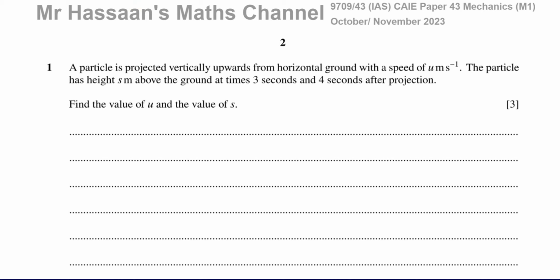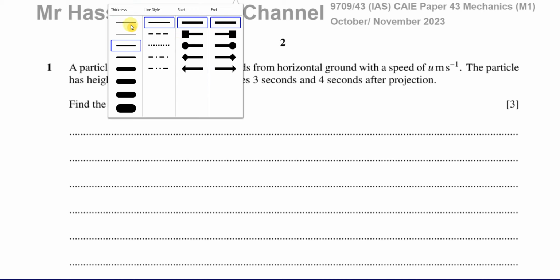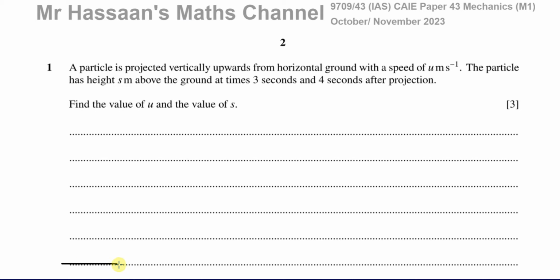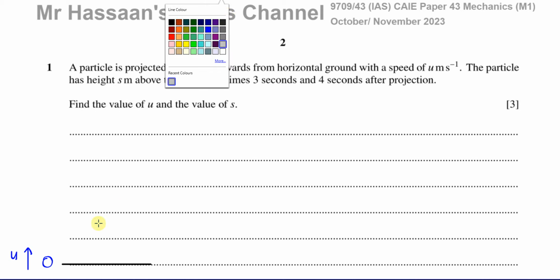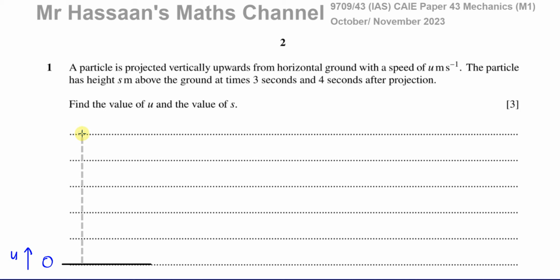So you have the situation where something is projected from a level which we can call O. I'm going to make a little line here. This is the starting point O, where we're measuring everything. It is projected upwards with a speed u meters per second. Now it's going to go up vertically and then come down again. It's going to go up, reach its highest point, come down and hit the ground again eventually.